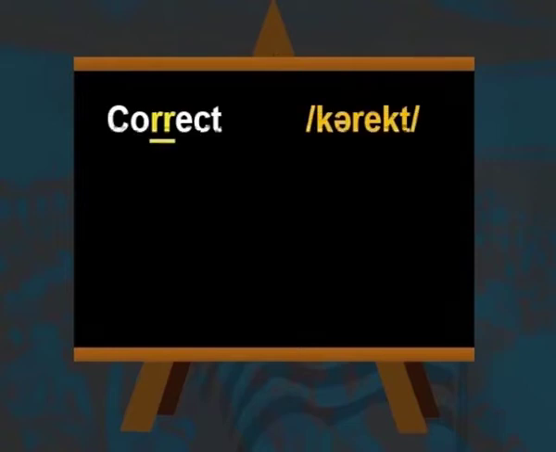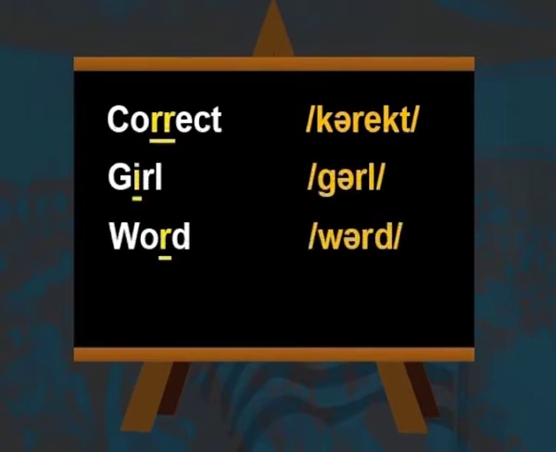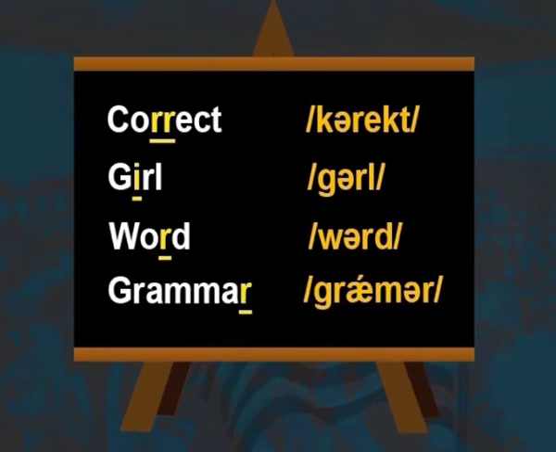Listen to the following words. Correct, where there is an R coming out. Correct. Girl, word, grammar. So, there is a pushing out of R and W.